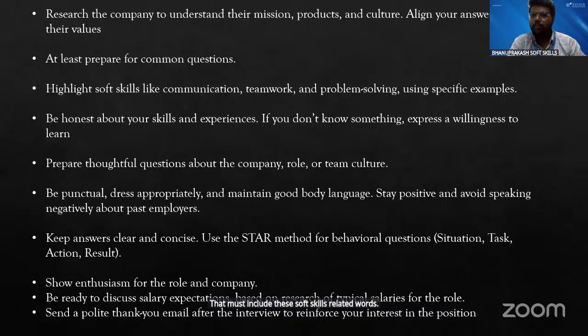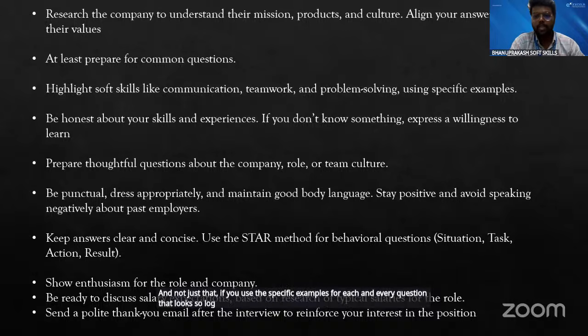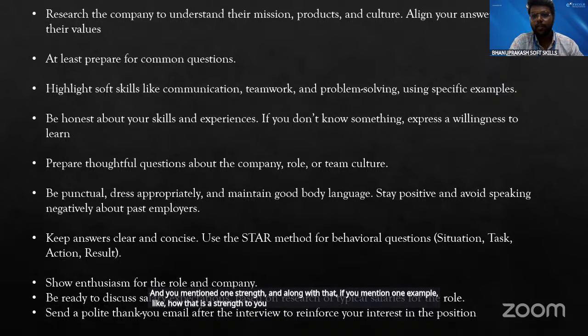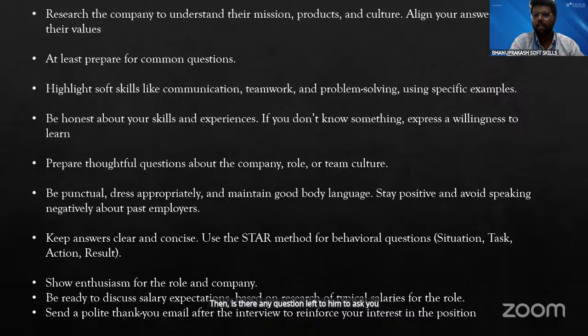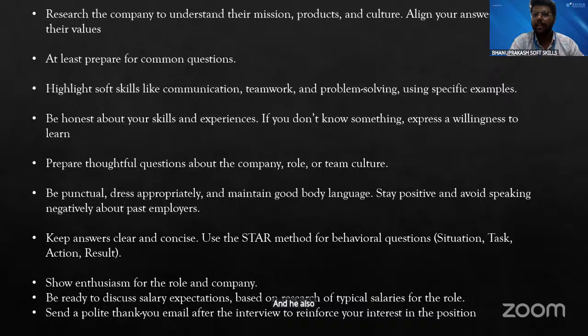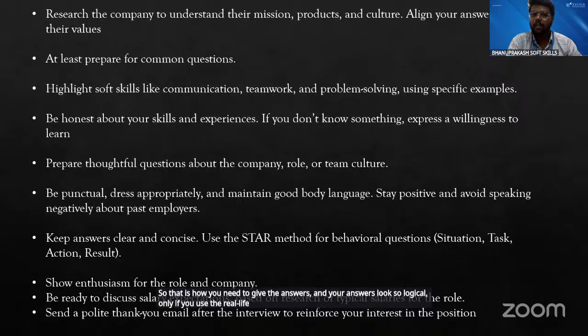And not just that, if you use specific examples for each and every question, it looks so logical. For example, they will ask what is your strength, and you mention one strength, and along with that you mention one example of how that is a strength for you, then is there any question left for him to ask you? No. Everything is clear from your side, he also understands everything, and it is so logical that there are no questions left to ask. That is how you need to give the answers, and your answers look logical only if you use real-life examples. Okay, and be honest about your skills and experiences.